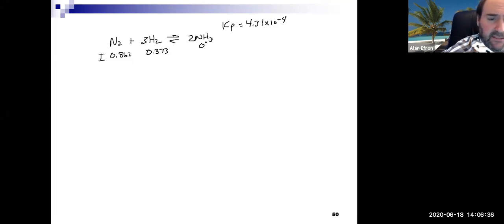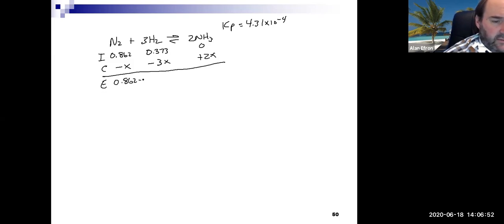Now everything's going to work the same here. So we're going to do our change part, which is going to be minus x. This is going to be minus 3x because of the coefficient. And we're going to have plus 2x on our product side. That means we're going to come down and go 0.862 minus x, 0.373 minus 3x, and 2x. Any questions on the ICE table here, how it's set up? Again, even though it's pressures, it works exactly the same way as what we've done before.